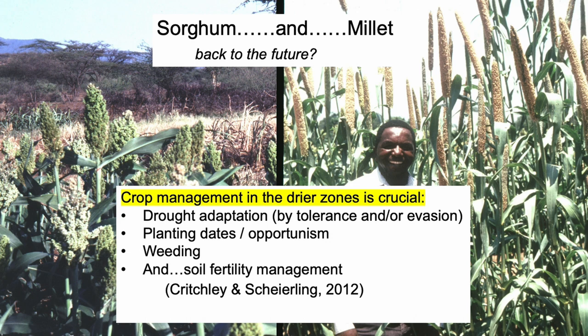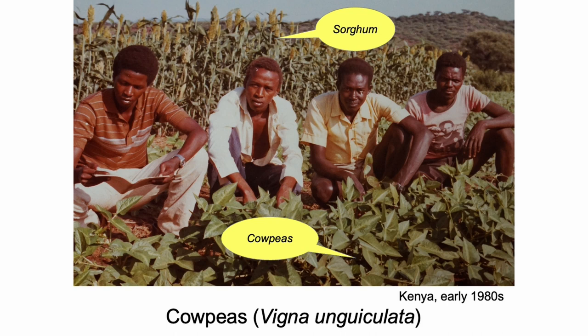Of course, agronomy of crops under water harvesting needs to be carefully managed. Often, indigenous cereals such as sorghum and millet are best suited, and also drought-evasive, rapidly maturing legumes such as cowpeas. Opportunism is a key strategy in both crop and livestock management in dry zones. Cowpeas are a drought-tolerant legume, and both the seeds and the leaves can be eaten. Excuse this rather poor quality photo of mine, it's from Kenya in the early 1980s.